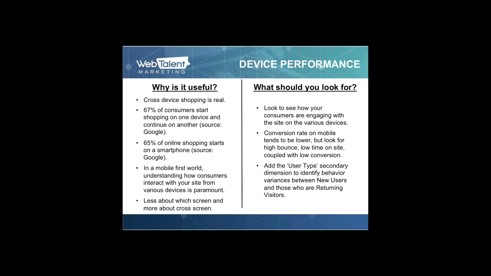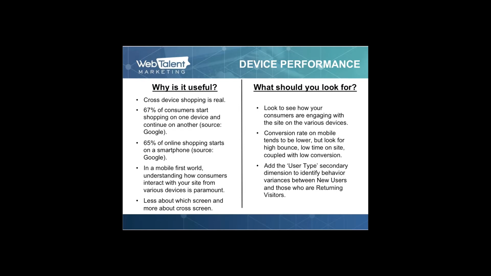So with this particular report, look for things such as how consumers are engaging on various devices. Your conversion rate many times is going to be lower on mobile, but also look at the engagement metrics. Are bounces really high? Or is time on site very low? This could shed some insight into something being wrong with your mobile experience. And then you can unpack that further and do a little more digging. But this report gives you a quick high-level understanding of how they're interacting on various devices.